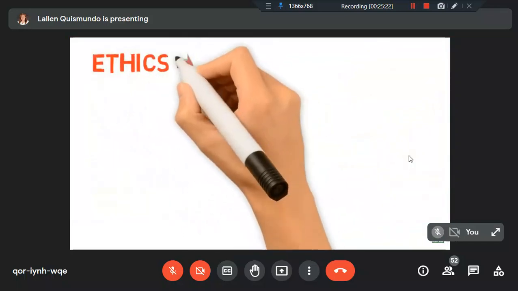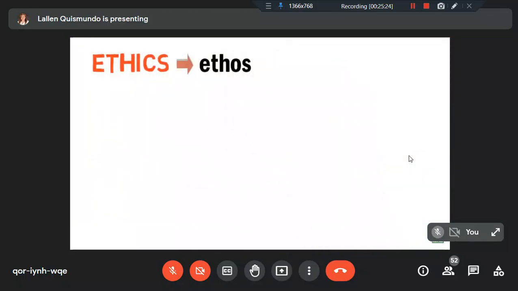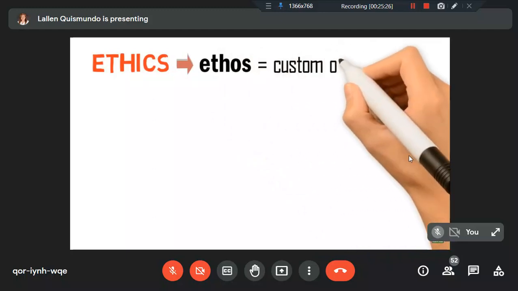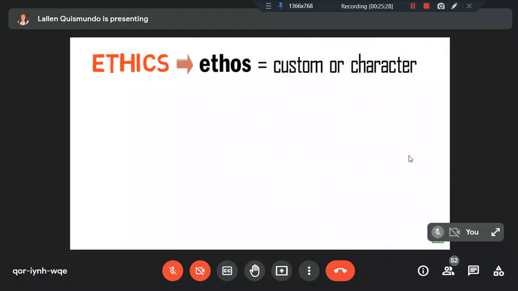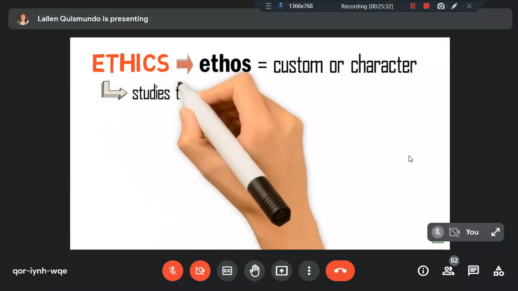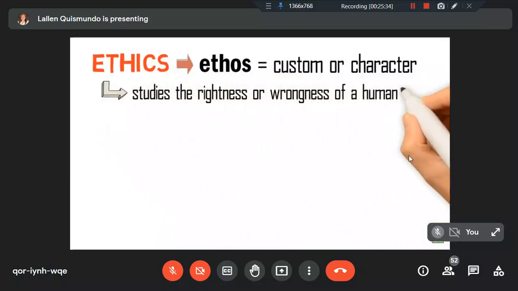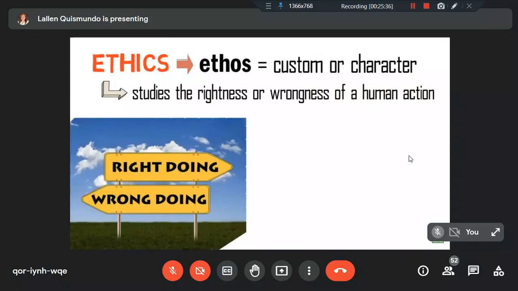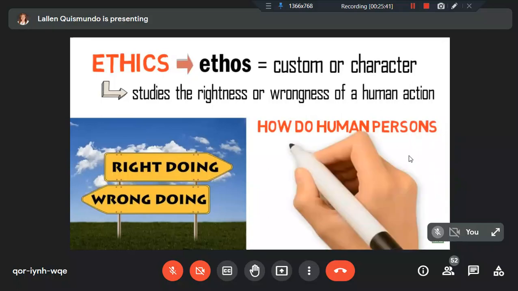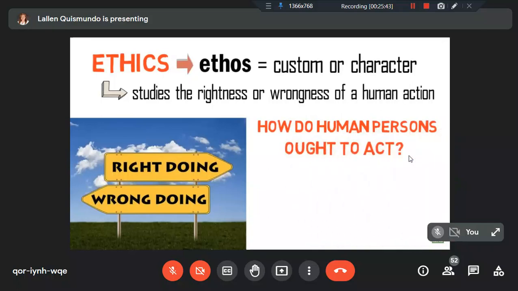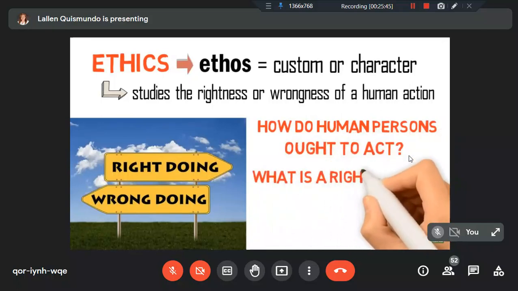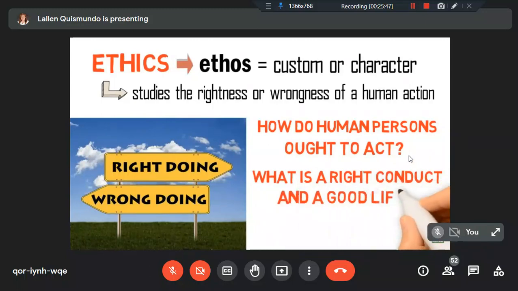The term ethics is derived from the Greek word ethos, which originally means custom or character. Broadly construed, ethics is a branch of philosophy that studies the rightness or wrongness of a human action. In particular, this branch of philosophy is concerned with questions of how human persons ought to act, and the search for a definition of right conduct and the good life.